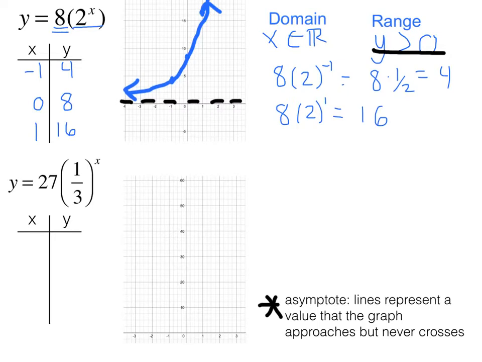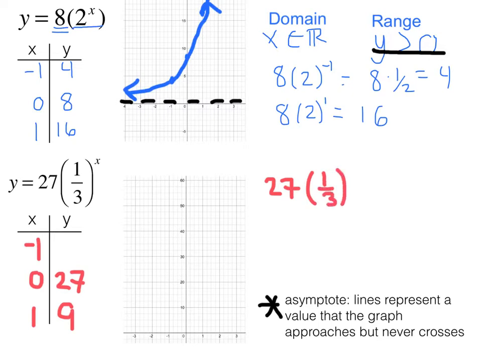Okay, we are going to do y equals 27 times 1/3 raised to the x. Start it the same way. Make a table. Plug in your values. This time I'm going to be dividing by 3 instead. So I know 1 is going to be 9, and then I'm going to plug in -1, which means to multiply by the reciprocal. It's going to be 81.